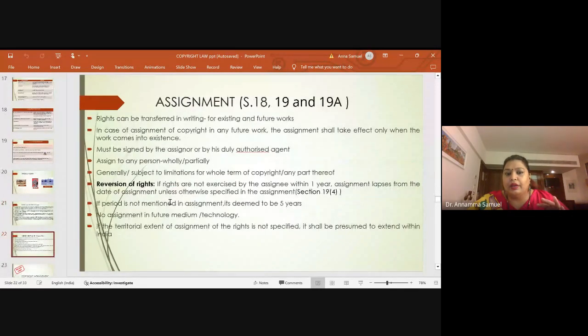Okay. So assignment is possible in case of copyright. It has to be in writing, even for existing work and even for future work. For future work, the assignment will take effect only when the work comes into existence. Now, in the assignment deed, if the period is not mentioned, it is deemed to be 5 years. And the territorial extent, if it is not specified, it will be presumed to extend within India.